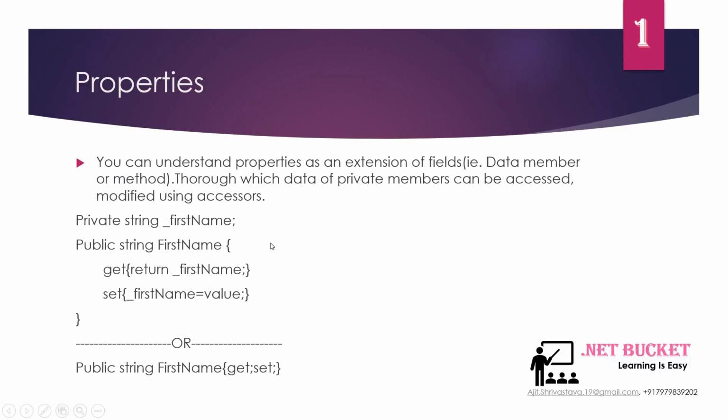As we have discussed, you can understand a property as an extension of fields. What are fields? Fields are nothing but data members or methods. Since these are a combination, that's why I'm saying these are an extension of both data members as well as methods. Why do we use properties? To achieve encapsulation. What is encapsulation? It means hiding certain details which are not useful to the users, and only the things that we want the user to see will be exposed. Through properties we can access or modify the data of private members by using accessors. Accessor means our getter or setter.